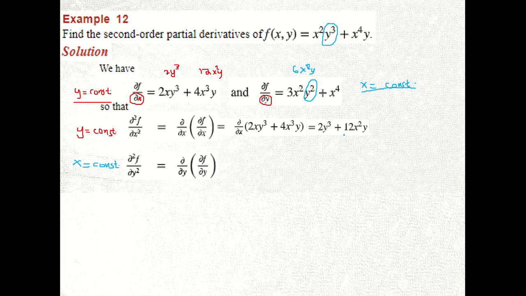But the step-by-step process is something like this. You take the derivative of the whole thing and then apply it individually. After differentiating this partially with respect to y, we have this result, as shown here, 6x squared y.